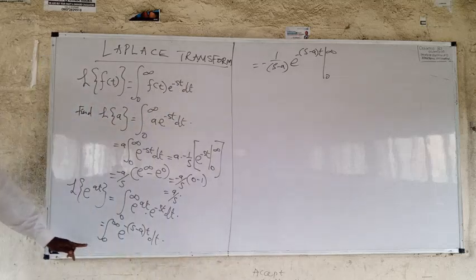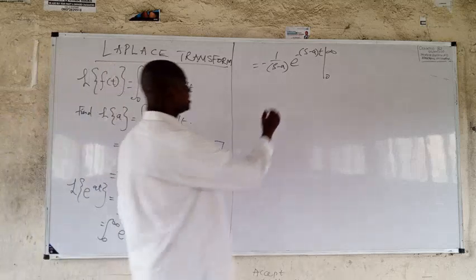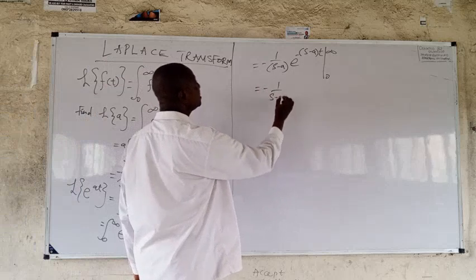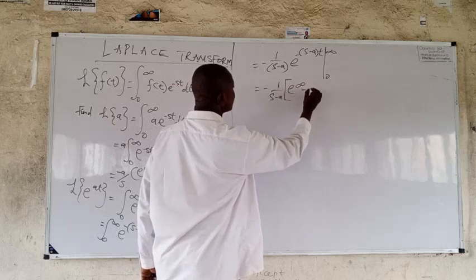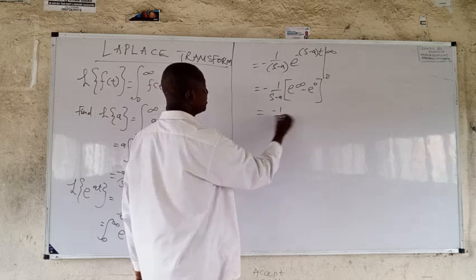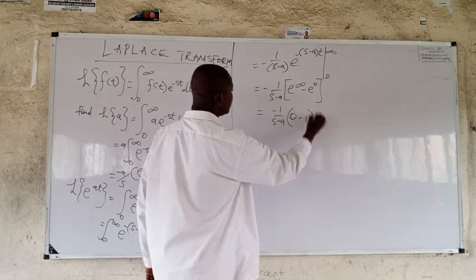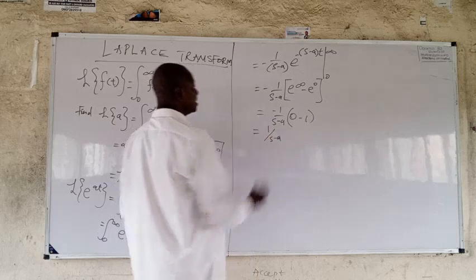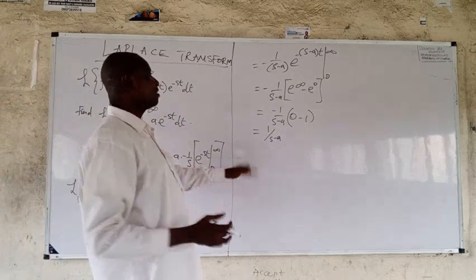So integration is key in Laplace transformation. In all of this, when integrated and substituted, you have minus 1 over s minus a times exponent infinity minus exponent 0. So this gives us the reciprocal of s minus a times 0 minus 1 as usual. And this gives 1 over s minus a. And from the Laplace table, we could see that this is a clear indication of the proof.